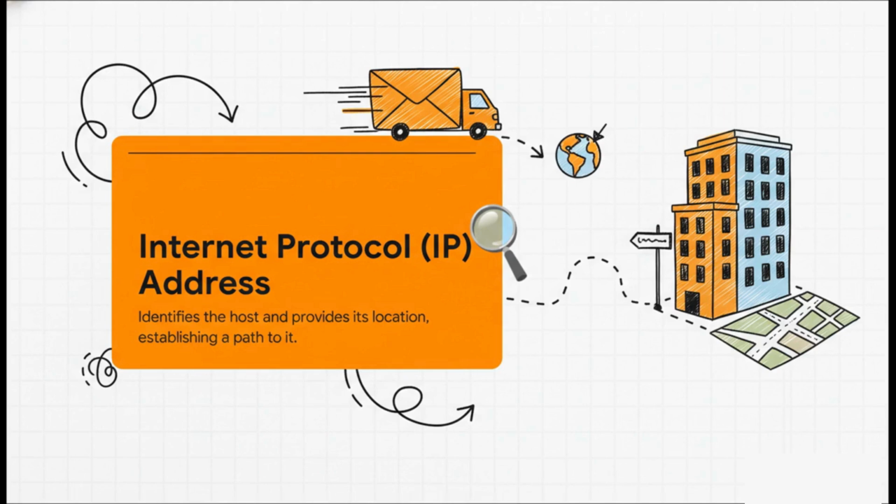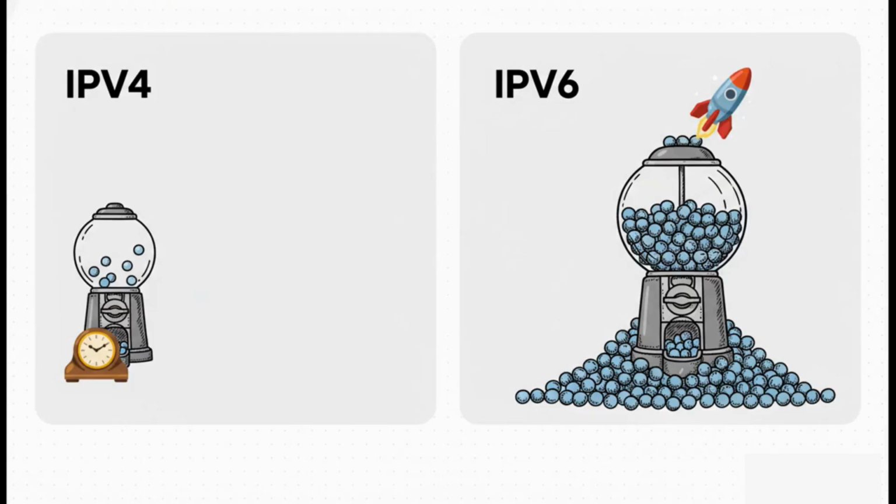So, sticking with our postal analogy, if the whole internet is a giant city, your IP address is the street address. It's what gets the delivery truck to the right building. And you know what's wild? These addresses have actually had to evolve. The original system, IPv4, gave us about 4 billion unique addresses. Back in 1983, that probably sounded like an infinite number.